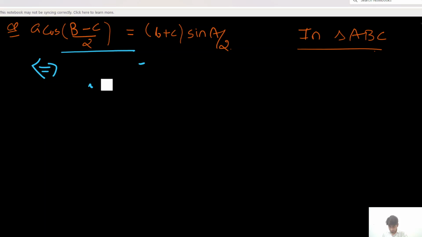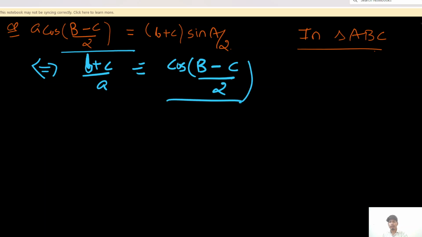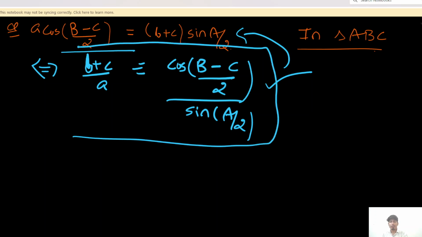B plus c upon a is cos of b minus c upon 2 upon sine of a upon 2. If we have to prove this, then automatically we have proved the original. Then take LHS. Proof.